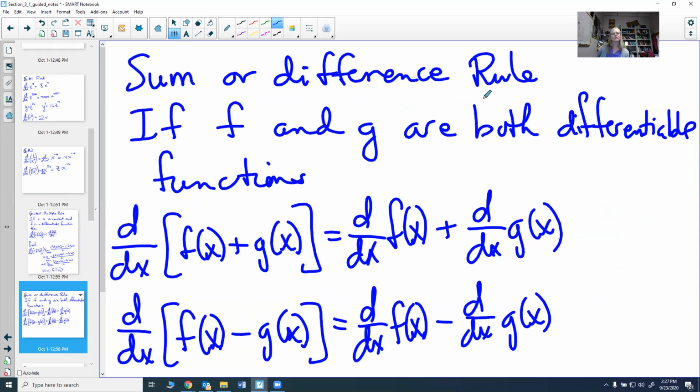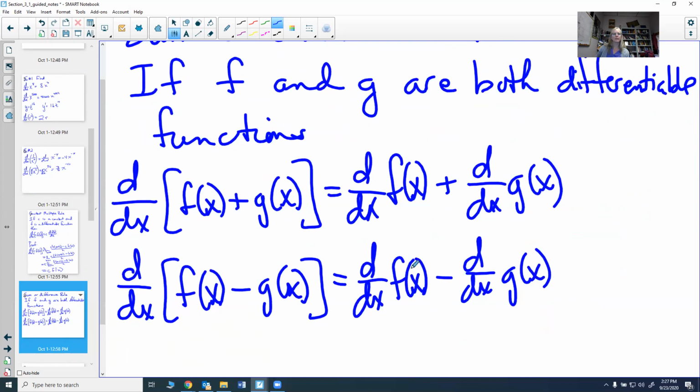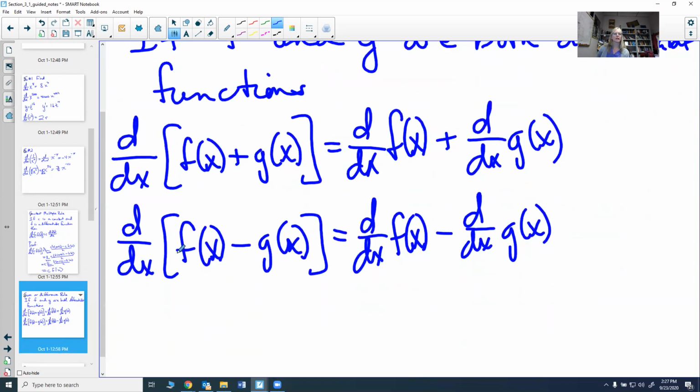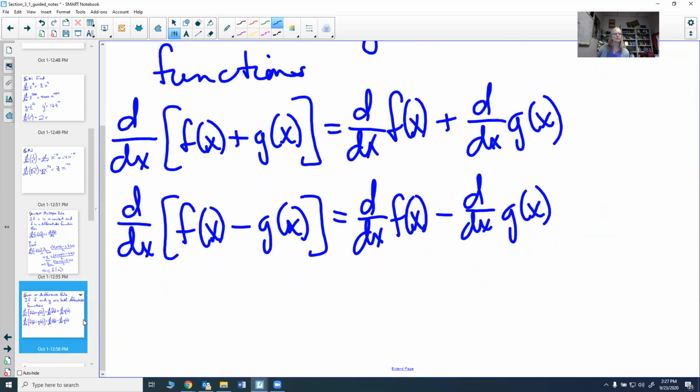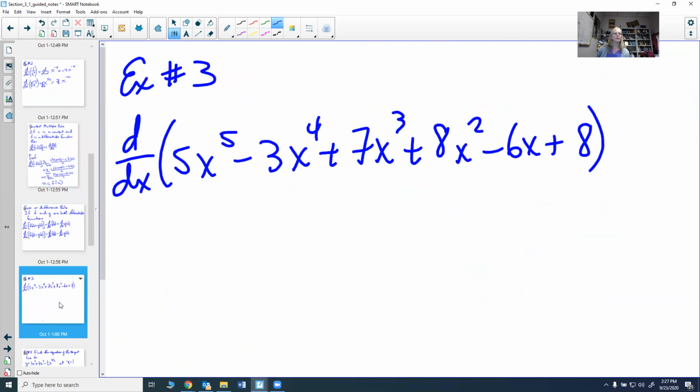We can also do sums or differences. So if f and g are both differentiable functions, I can actually add the two functions together. If I take the derivative of that addition, it's just the derivative of the first plus the derivative of the second. Same thing with subtraction. I can subtract the two, same idea, derivative of the first minus the derivative of the second. And I can use those to help me find other derivatives.